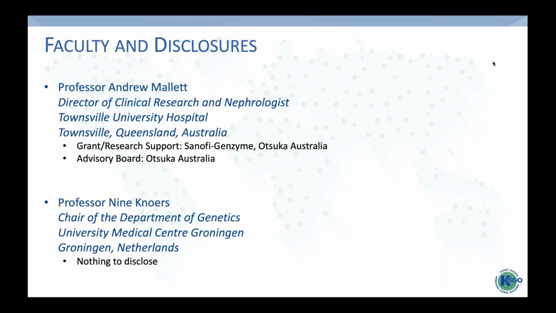Briefly, some introductions. As I mentioned, my name is Professor Andrew Mallett. I'm an adult nephrologist practicing in Townsville in the tropics here in Australia. It's a pleasure to introduce Professor Knoers. I'll hand over to you, Nina, to introduce yourself. Thank you, Andrew. So my name is Professor Nina Knoers. I'm a clinical geneticist and currently the chair of the Department of Genetics in the University Medical Center of Groningen in the Netherlands. Thank you.